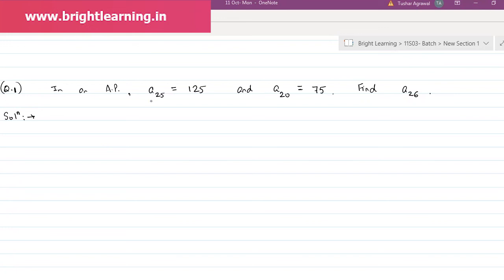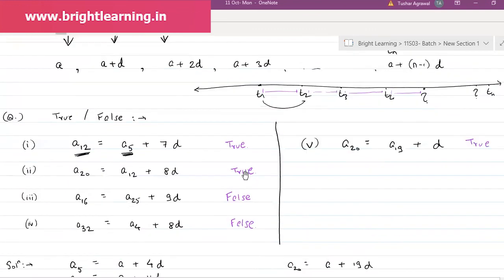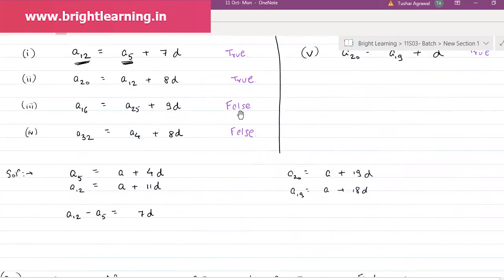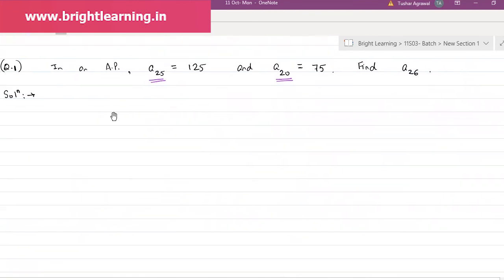A25 is given to me. A20 is given to me. I don't know the standard formula. Now I will not be teaching you using the standard formula. That method, say goodbye. Means don't say goodbye, but that will be a last resort. It is unnecessarily time consuming. A25 and A20, I know the relation. A25, I can write it as A20 plus 5 times D. Is this formula clear?